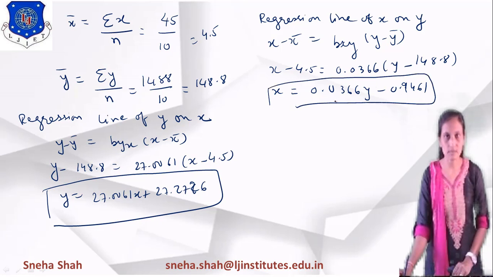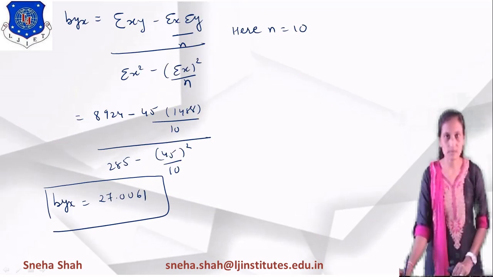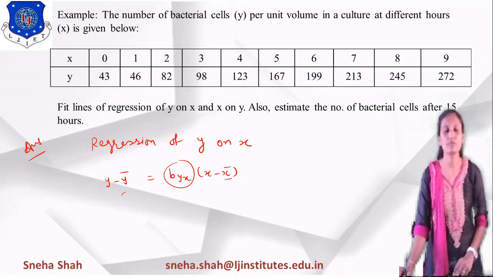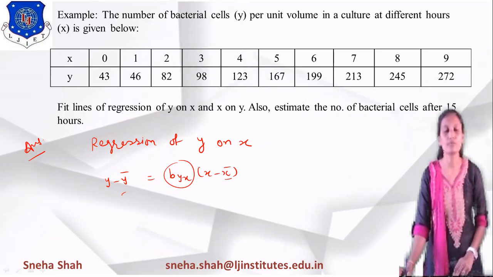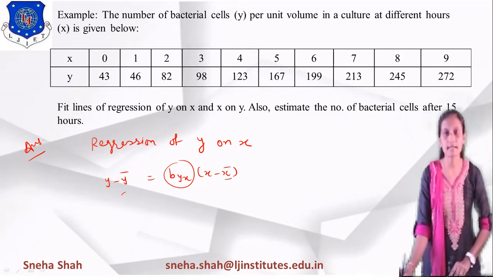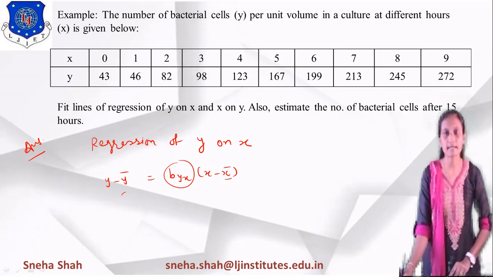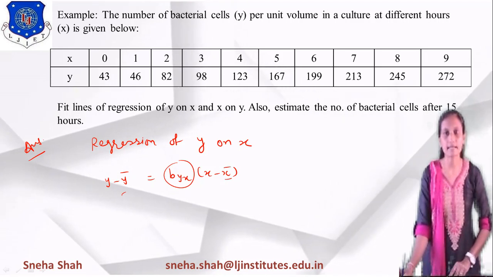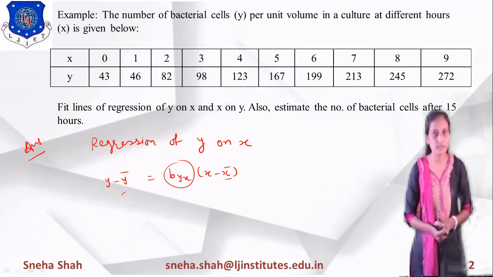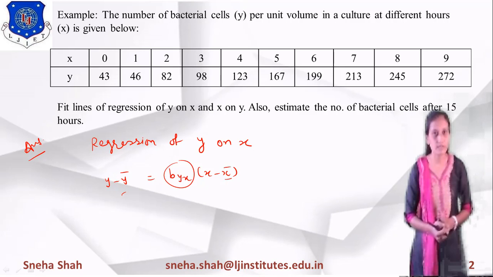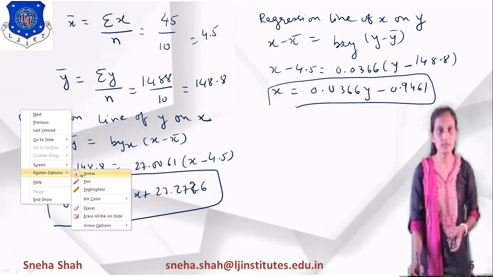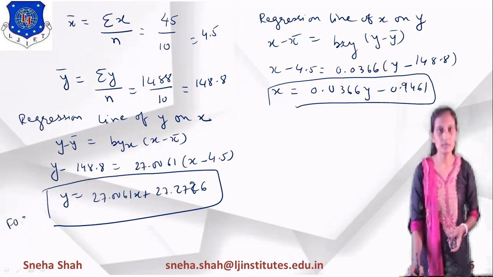Now the next thing we have to derive is to estimate the number of bacterial cells after 15 hours. Now hours will be represented by x, right? So the value of x is given to you as x equals 15. Then you have to find the value of y, right? So how do you find this value? Using the equation of y that you derived, if we take x equals 15, then what will be the equation?